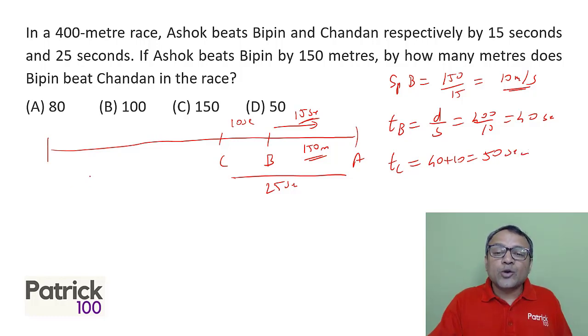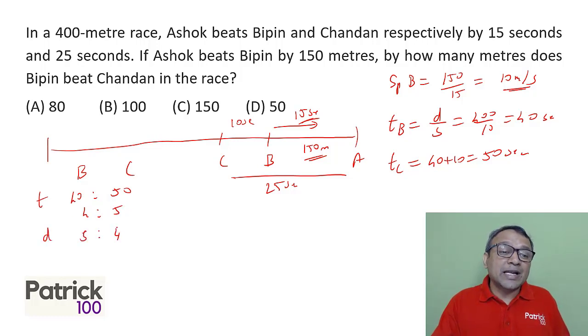Ratio is one good way to solve if you can understand ratio. Now for B and C, the ratio of time taken is 40 to 50, or 4:5. Which means the ratio of distance covered is reversed, 5:4, because if you take less time, you can cover more distance. So if the ratio of time taken is 4:5 for a constant distance, the distance covered in the same time is 5:4. So 5 stands for 400.